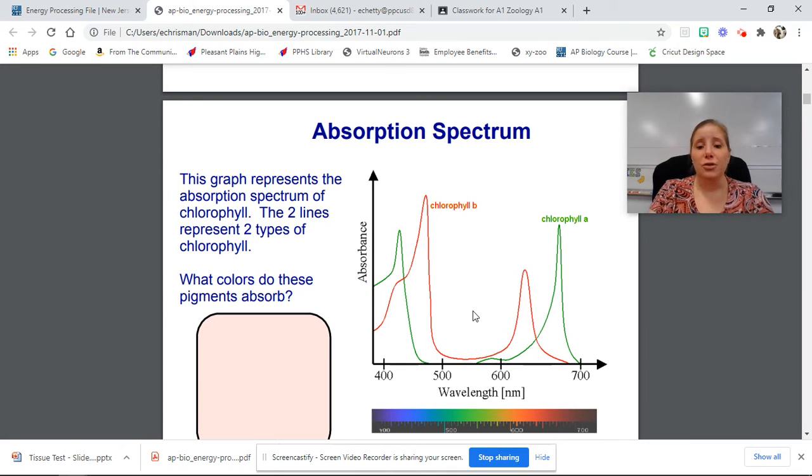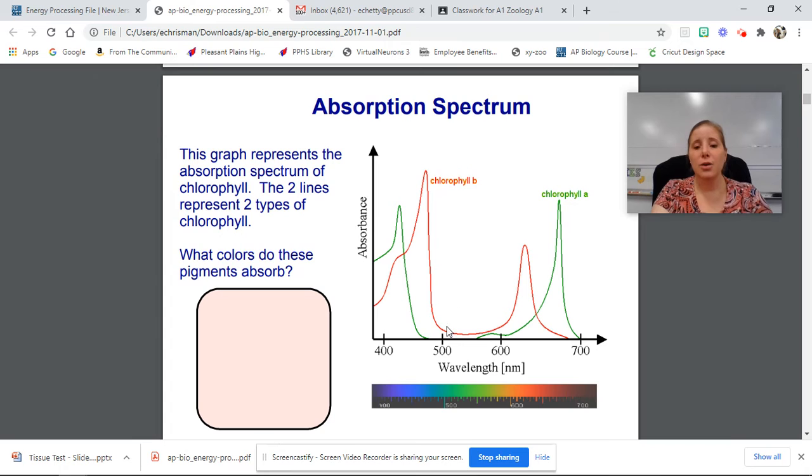The absorption spectrum is going to show us the wavelength, and we can use this when it comes to plants. You can use a spectrophotometer to help you see where those wavelengths are. So this graph represents the absorption spectrum of chlorophyll. The two lines represent the two types of chlorophyll. There are two types of chlorophyll, chlorophyll A and chlorophyll B.